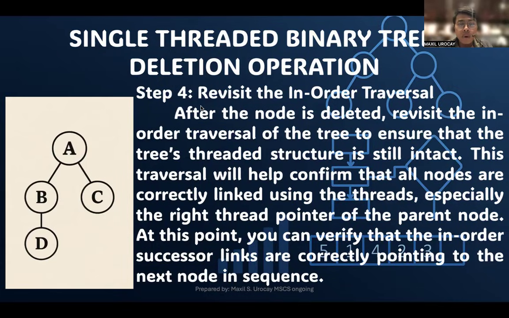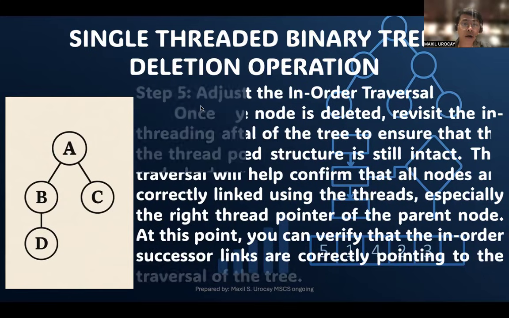And then at this point, you can verify that the in-order successor links are correctly pointing to the next node in the sequence. So after you perform such deletion, you have to perform in-order traversal again for you to correctly identify what will be the in-order successor or in-order predecessor, or what will be the thread pointer, where does that connect respectively.